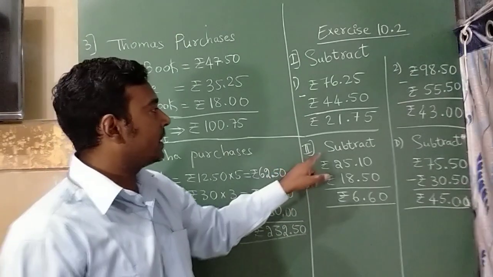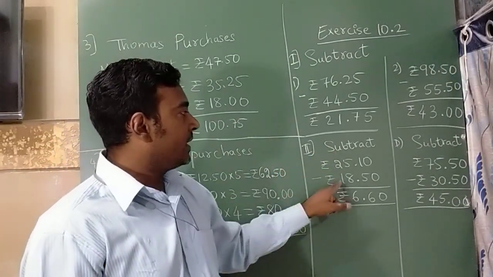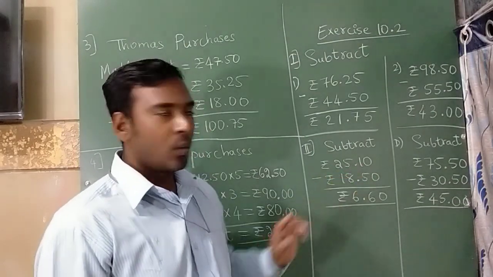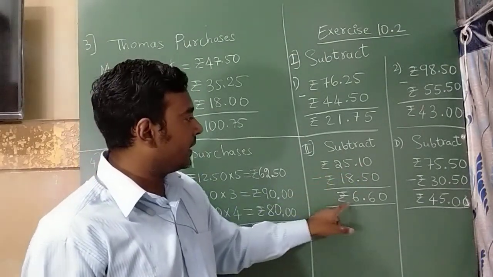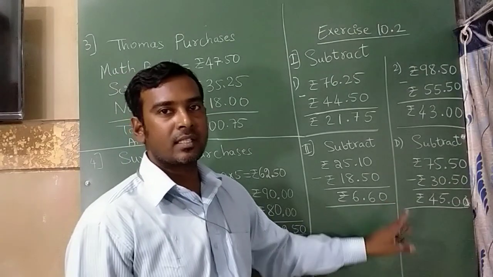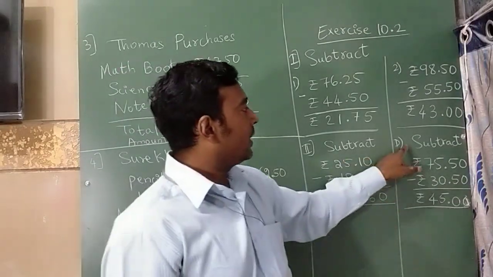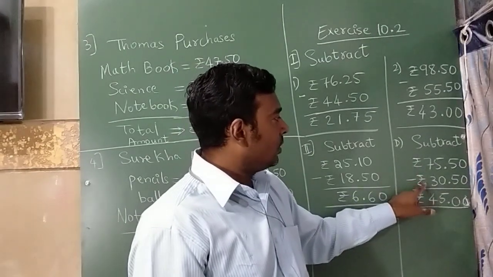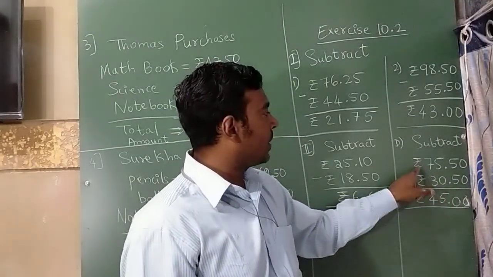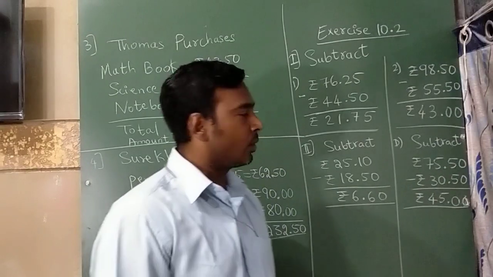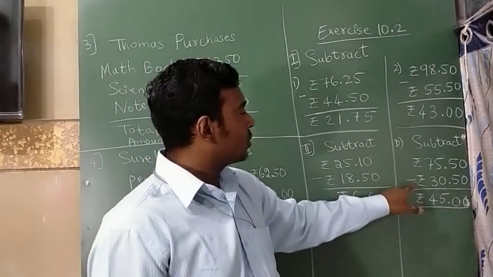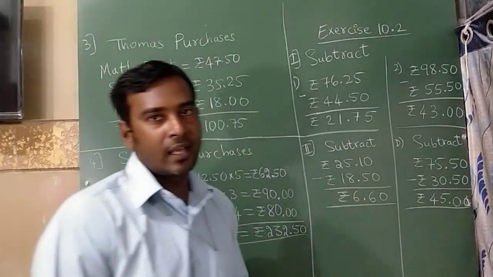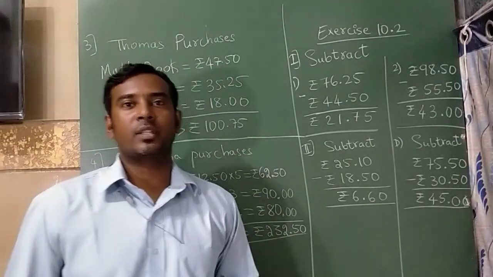Fine. Now the second question is, subtract rupees 18.50 from 25.10. If you subtract, you will get rupees 6.60. Fine. Now next is subtract rupees 30.50 from rupees 75.50. So the bigger number I have written here, the smaller number I have written here. So if you subtract, you will get rupees 45. So let's move on to the next question.